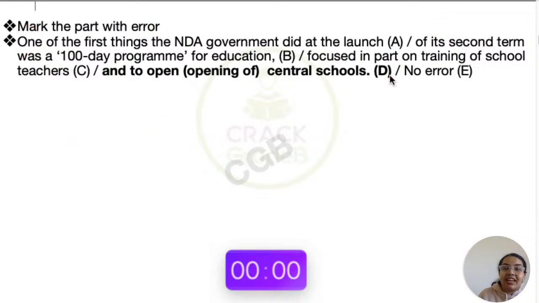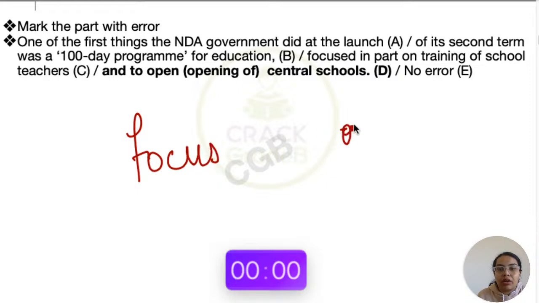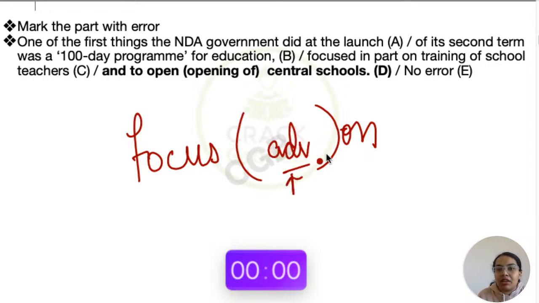Now see, actually this is to confuse you. Yes, we use focus and then we use on, okay? But we can split it and an adverb or adverbial phrase could be used in between. So in part is the adverbial phrase which we are using. Focused not entirely but partially, in part on, focused on training of school teachers and opening of central schools.